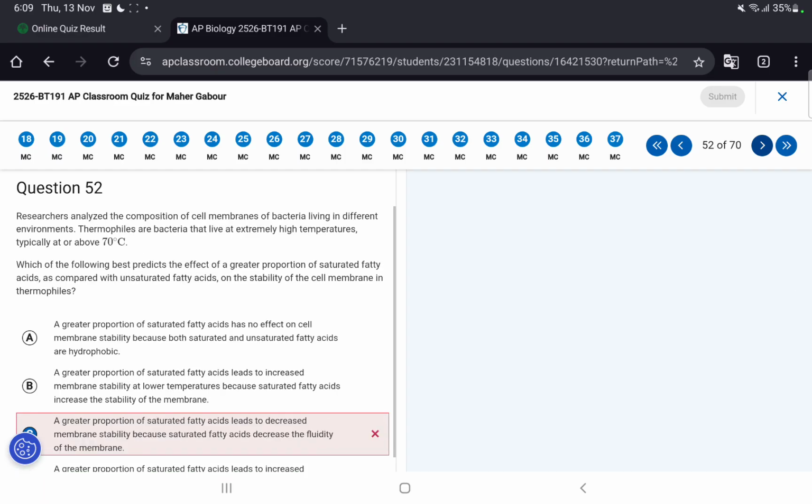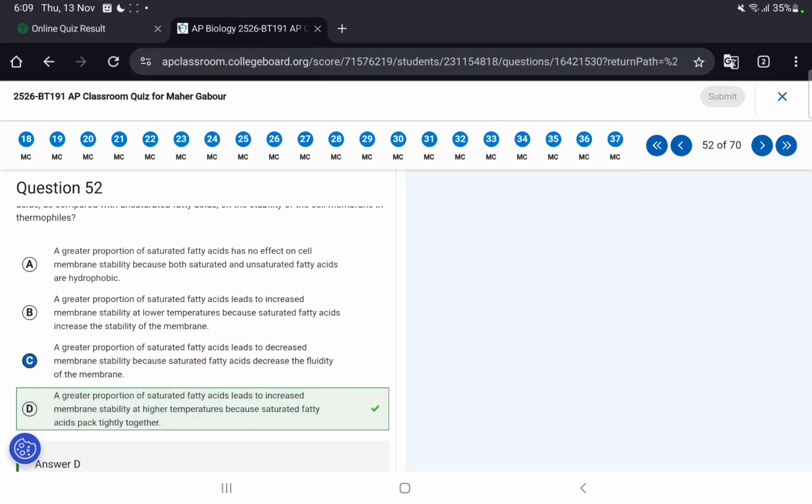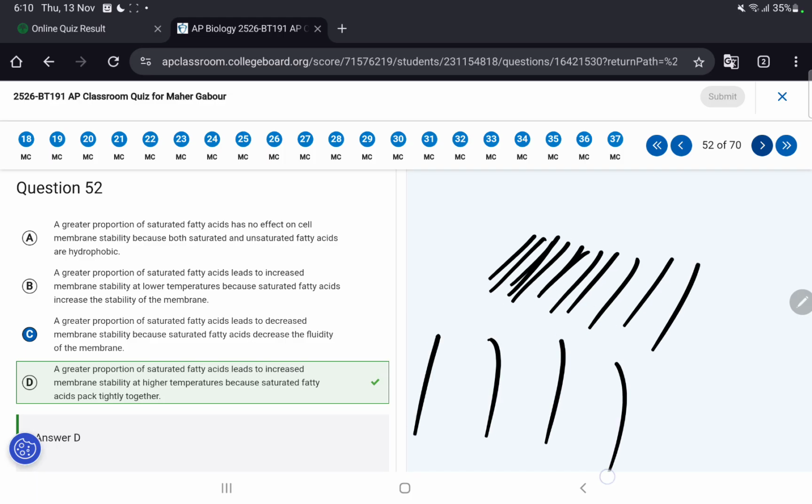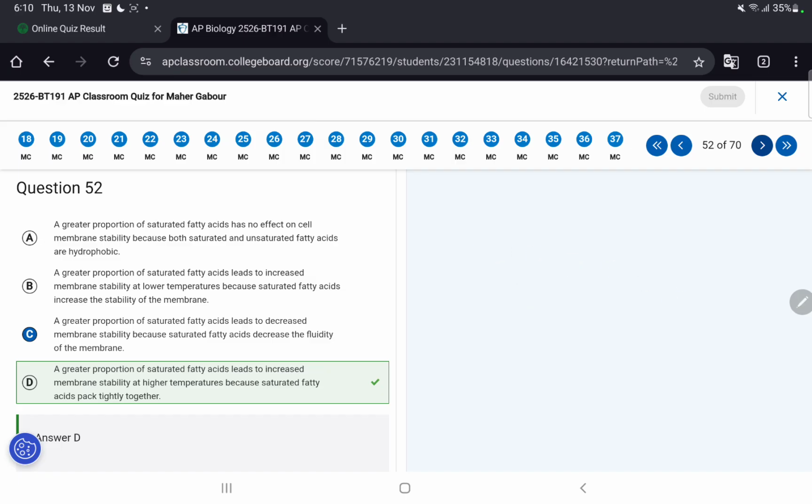Okay. Number 52. Which of the following best predicts the effect of a greater proportion of saturated fatty acids as compared with unsaturated fatty acids on the stability of the membrane? Obviously, the more saturated fatty acids we have, the more stable our cell membrane will be. Why? Because these saturated fatty acids can pack very closely together, but the unsaturated ones are farther apart. Okay, so the closer you are, the more stable you are. That's why the saturated is more stable.